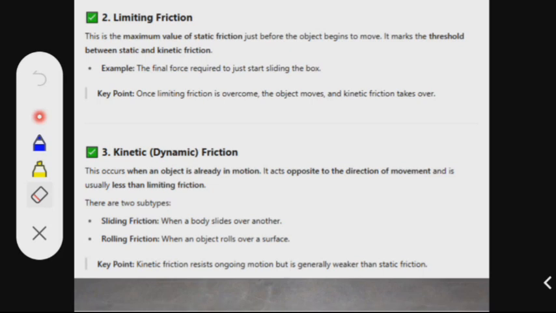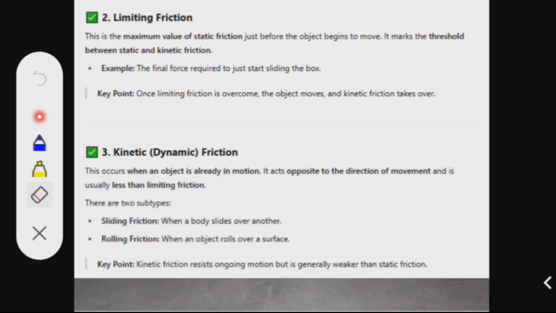Limiting friction. The second type of friction, limiting friction. This is the maximum value of static friction just before the object begins to move. Static friction is the force that opposes a motion when an object is not moving, and it continuously increases as you apply more force. So the maximum static friction is the same thing as the limiting friction.